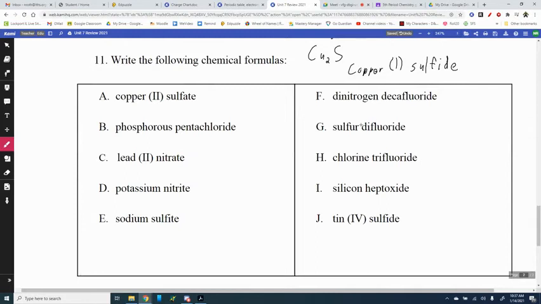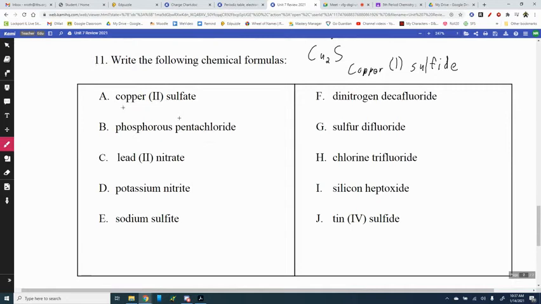Okay. So next we're going to do our formulas. Okay. So copper 2 sulfate. We identify the two parts. So again, you're going to check the periodic table for that. I'm not going to go to the periodic table for every one of these since we did it so many times up here, but that's how you identify the two parts.